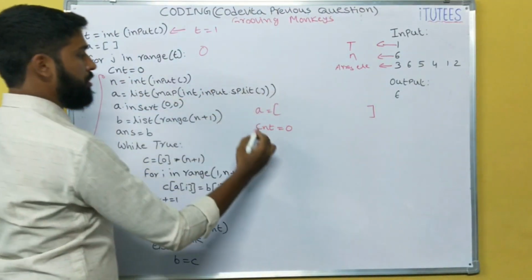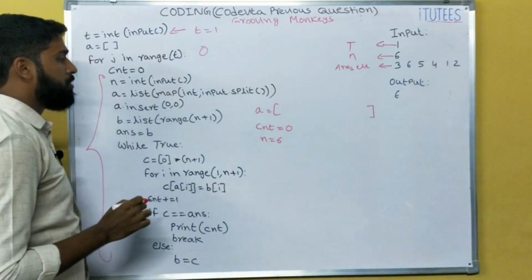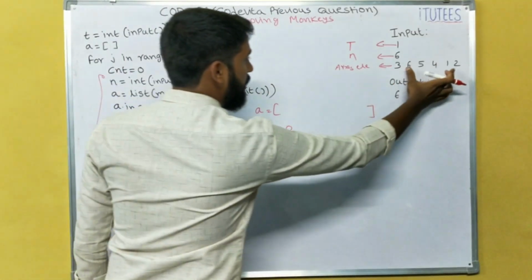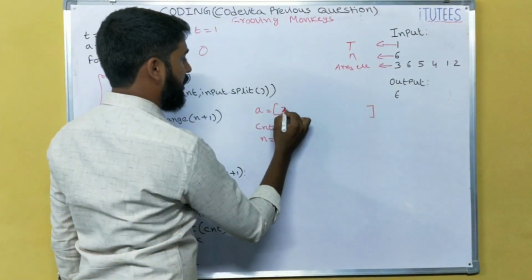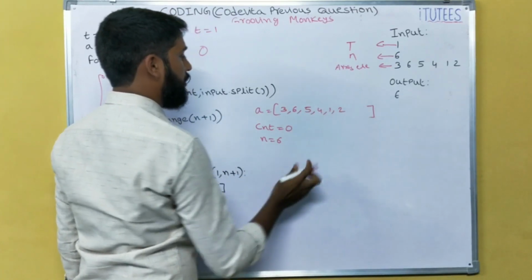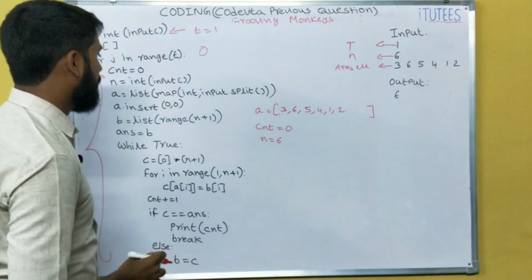N equals 6. So this is the input. A equals list of map of int comma input dot split. That means these values are stored in A: 3 comma 6 comma 5 comma 4 comma 1 comma 2.